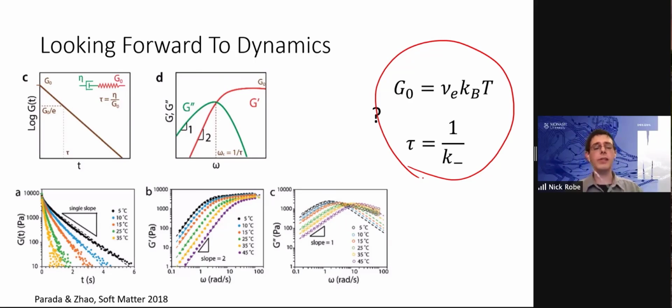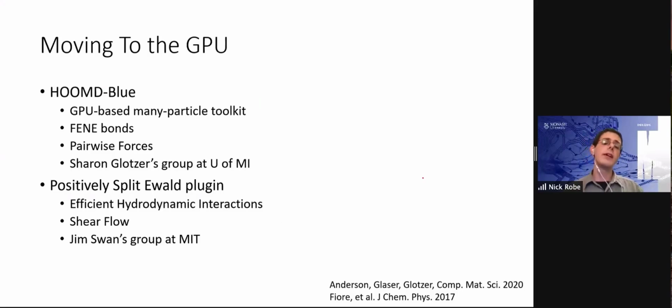But in order to do that, we need to improve the power of our simulations, because these dynamic quantities might involve hydrodynamic interactions, and those are much more computationally expensive. So we're looking to improve our simulations using GPUs. There's this GPU-based many particle simulation toolkit called HOOMD-blue, developed by Sharon Glotzer's group out of the University of Michigan. It has a number of bond types and pairwise forces built in, but we have to modify it to include this constraint that a sticker bead can only stick to one other sticker at a time.